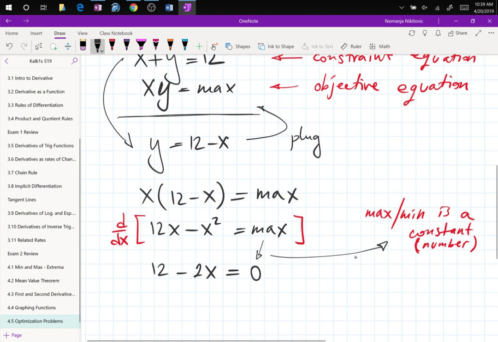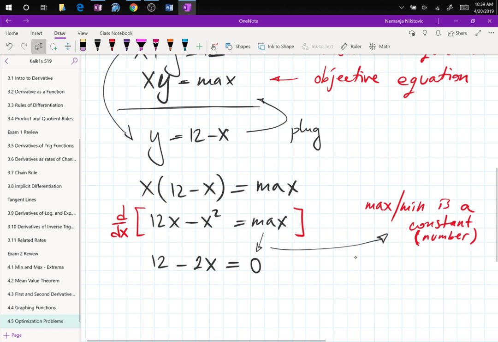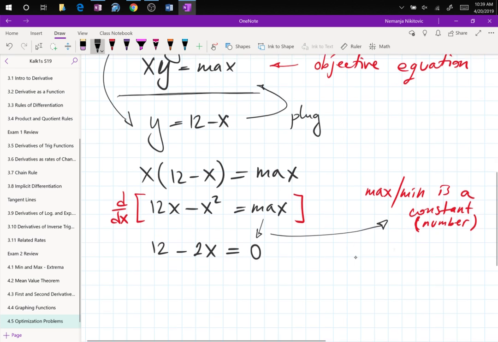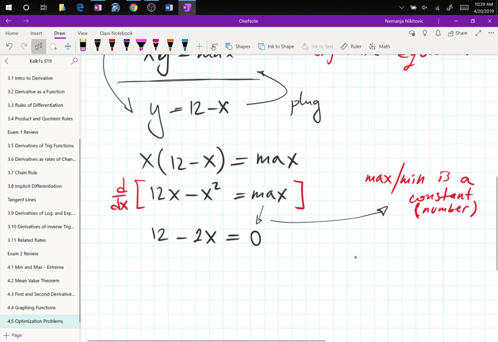Now, we also know that you find min and max when you set the derivative equal to 0, but over here we don't have to set it to 0 because it's already equal to 0. So all of those pieces from before, from 4.1, now fall into place. So we read the word problem, we come up with two equations, then we solve for one variable, plug into the objective equation, and then differentiate to find, as you can see, that x is equal to 6. Then we have that y is equal to 12 minus x, which is 12 minus 6, which is again 6. And now we have that y is 6.